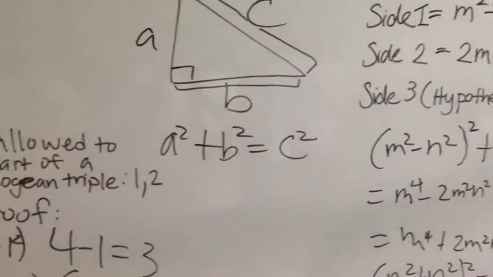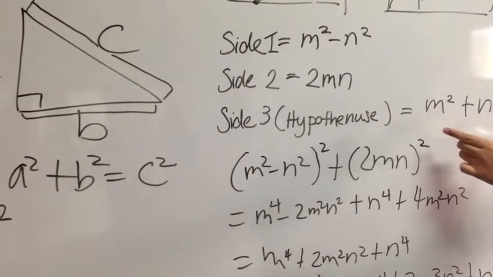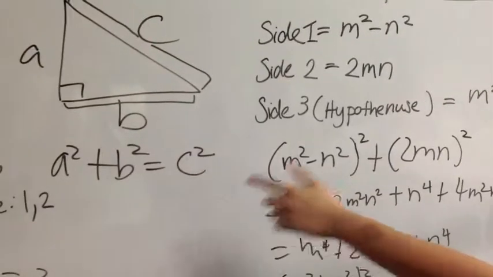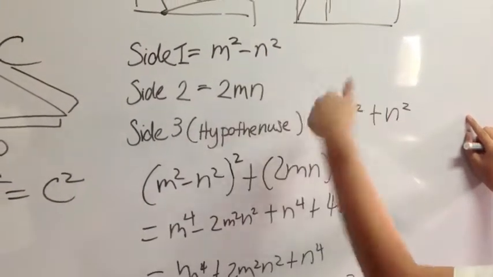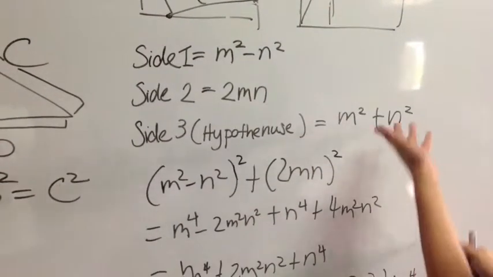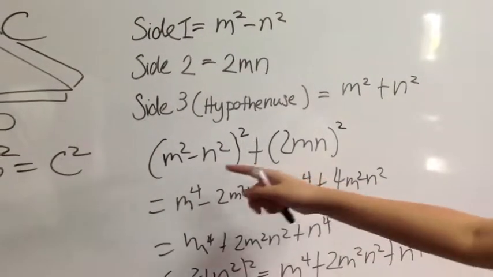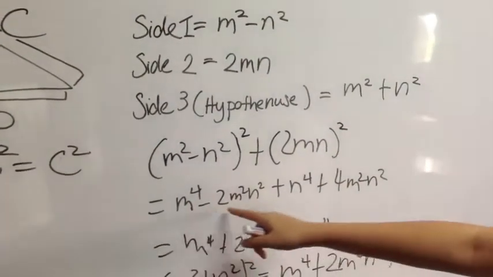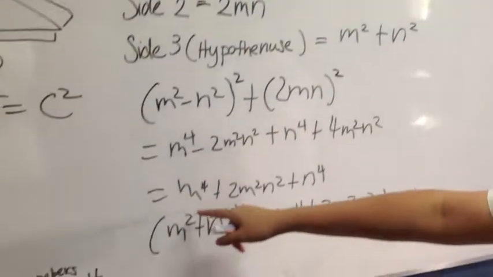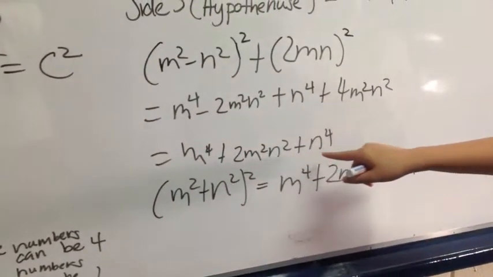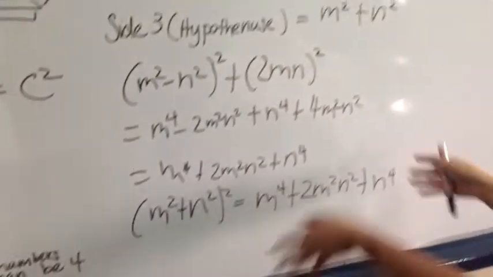If we substitute m squared minus n squared as a, 2mn as b, and m squared plus n squared as c, because m squared plus n squared is the longer side of all the three sides, obviously it's the biggest. So if we substitute, we have this equal to m fourth minus 2m squared n squared plus n fourth plus 4m squared n squared. We get m fourth plus 2m squared n squared plus n fourth. Now this is equivalent to the square of this. Thus it is proven that this is true.